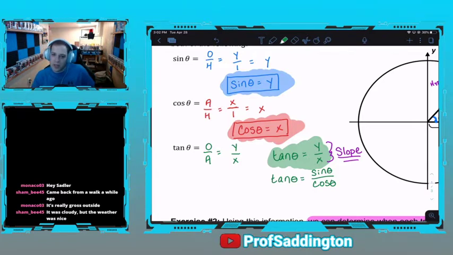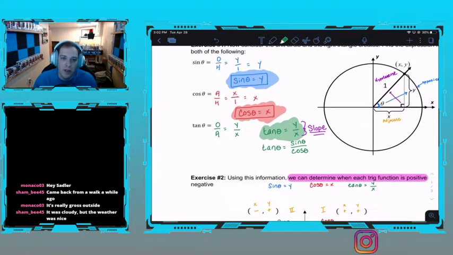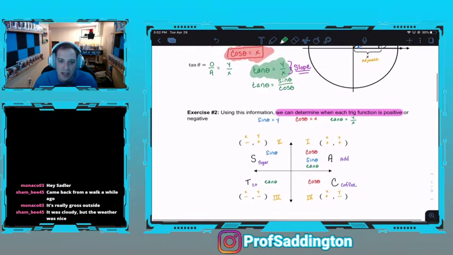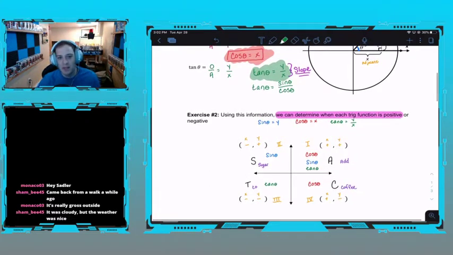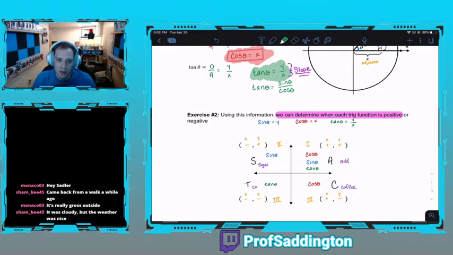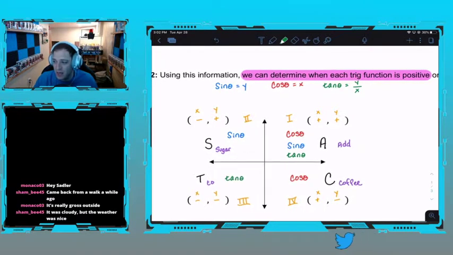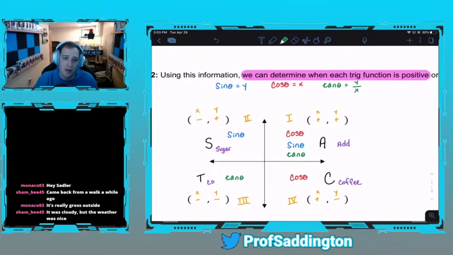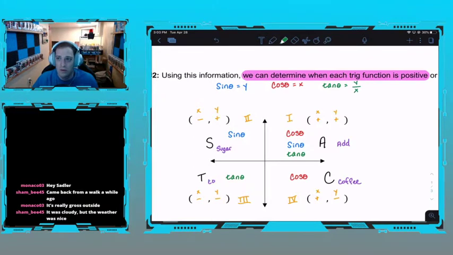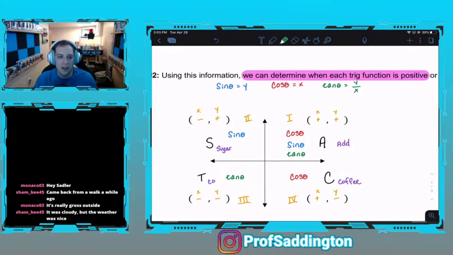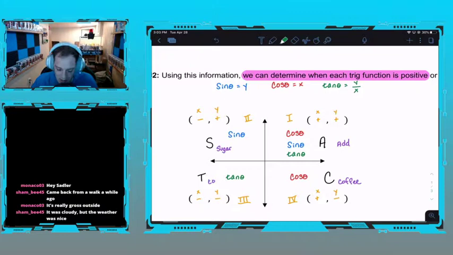So those are the 3 things that are important. And the other part that's going to be important is recognizing if our values are going to be positive or negative. So there's a new saying, and you're going to hear me say this a lot: add sugar to coffee. If you hear me say it, I'm asking you guys, is the answer positive or negative?